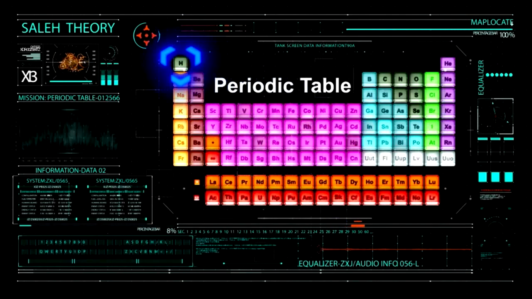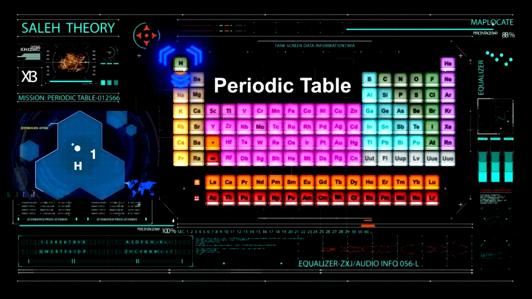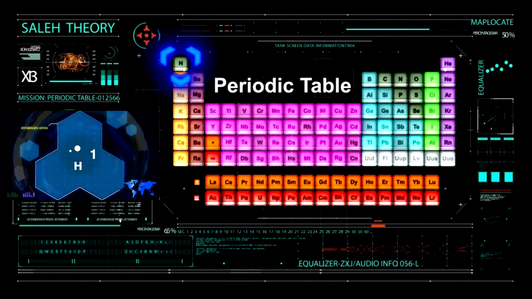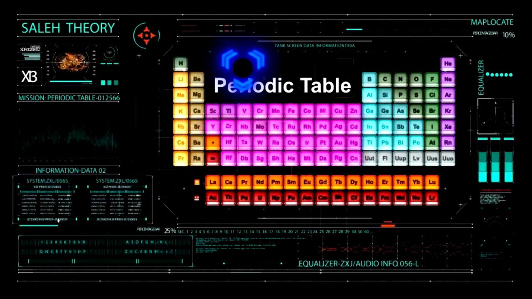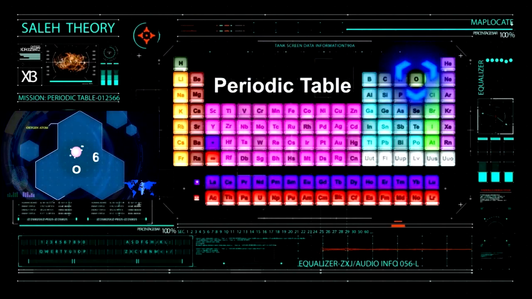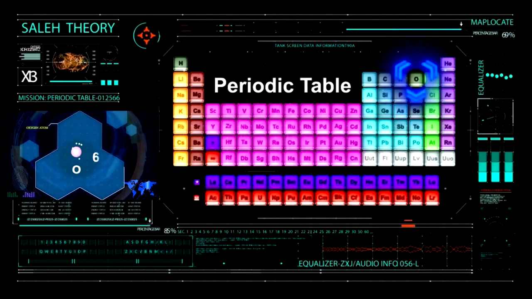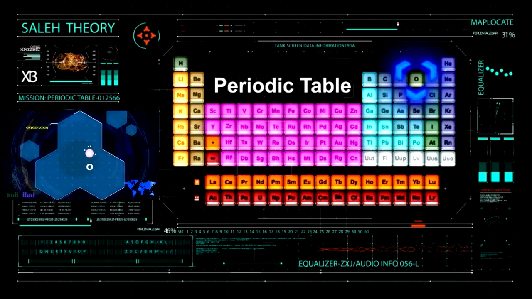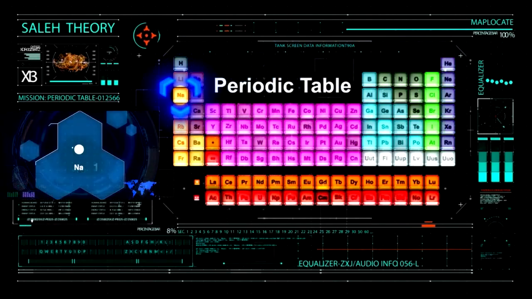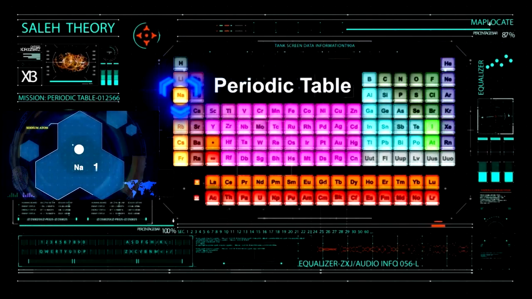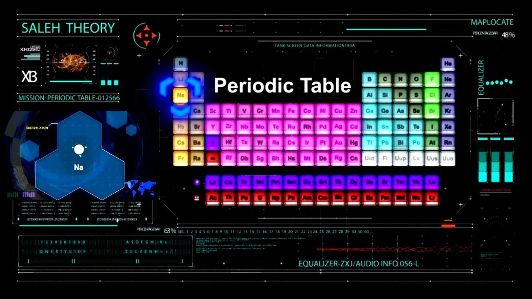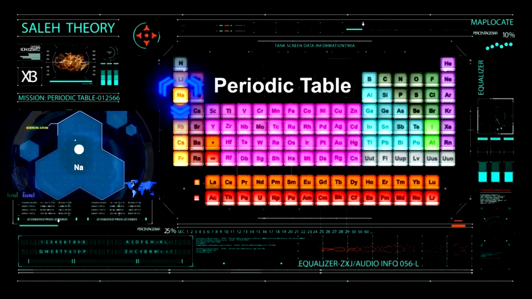On the other hand, based on the present theory, the smallest quantity of an element that retains the unique properties of that element is an atom. Or it can be said that the atom is the smallest unit in which matter is divided into.